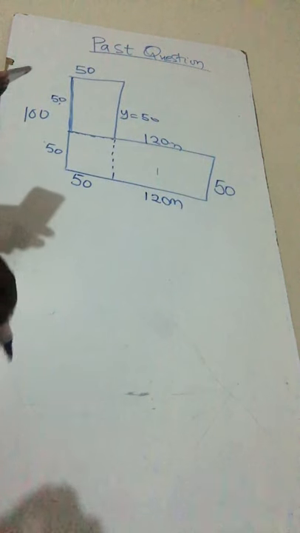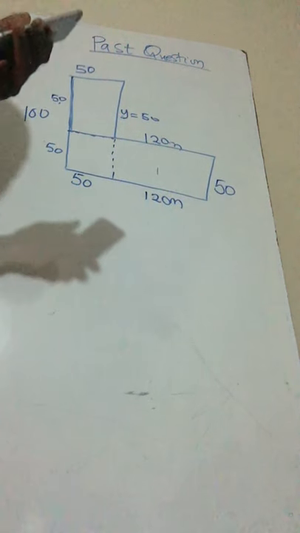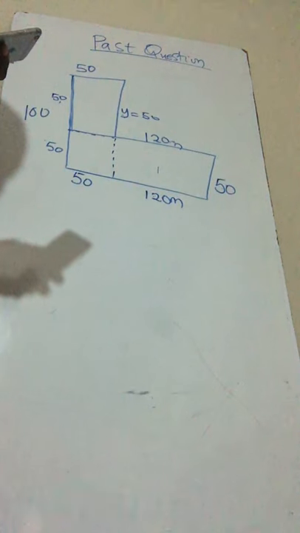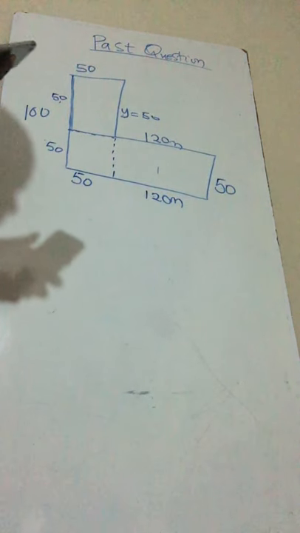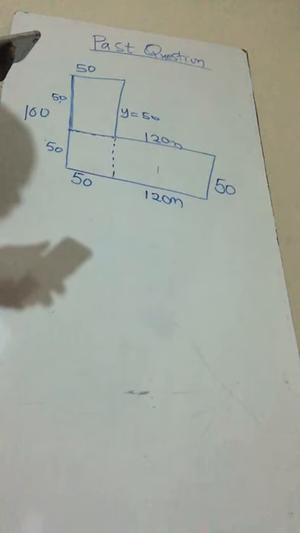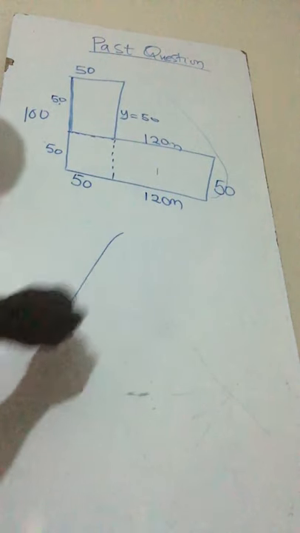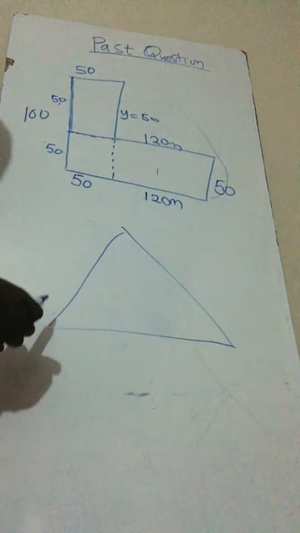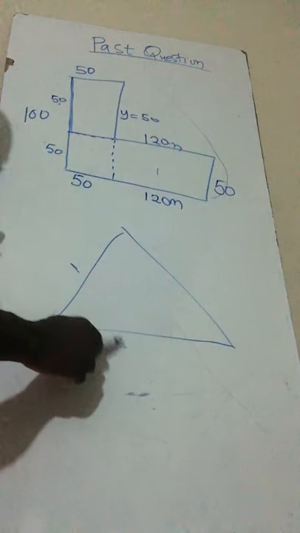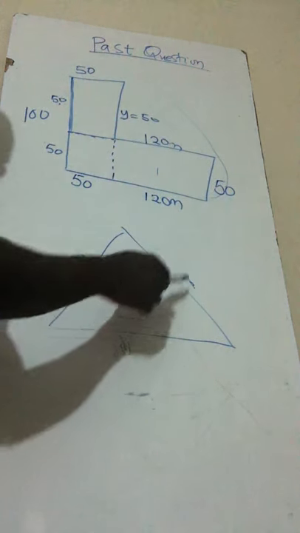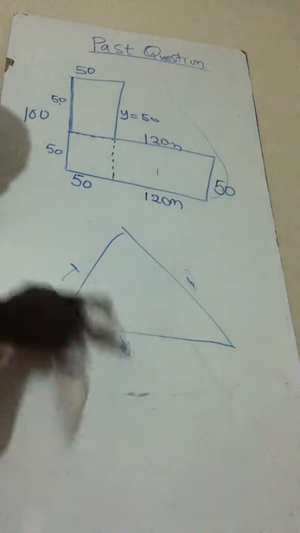Y is 50. Now question 24 says, the district assembly wants to fence the parking lot. How many meters of fencing material should be required? So just as I helped you with the perimeter, I've told you perimeter talks about adding everything around an object. If you have a triangle and they ask you to find the perimeter, you add what is here, and what is here. Not what is inside, what is around it.